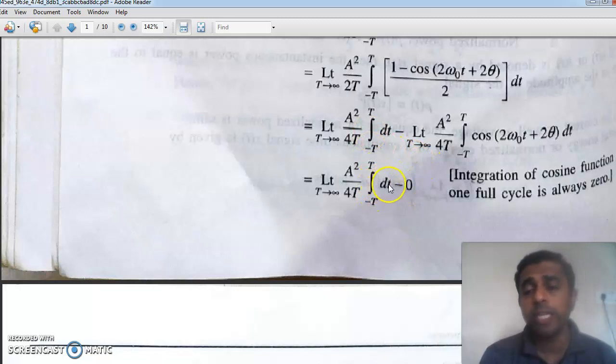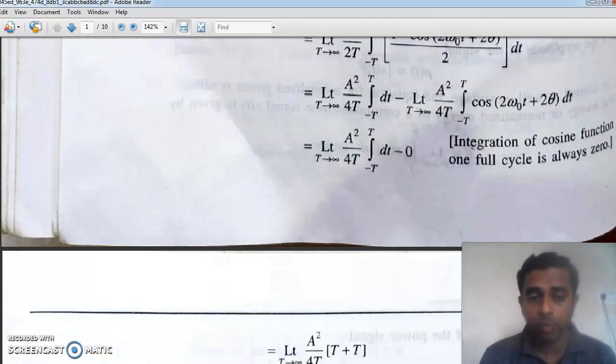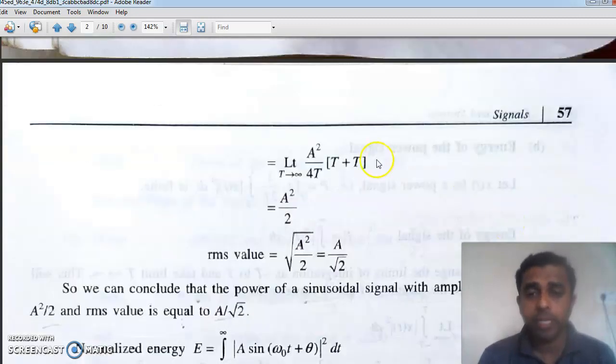So integration of dt is small t, and when you apply the limits, it is t minus of minus t, that is t plus t, which is 2t. T and t get cancelled, remaining is A square by 2. So this is average power. Average power is nothing but A square by 2. So what is the RMS value from average power? RMS value is nothing but the root of average power, that is root of A square by 2, which is equal to A by root 2. This is a very important result.